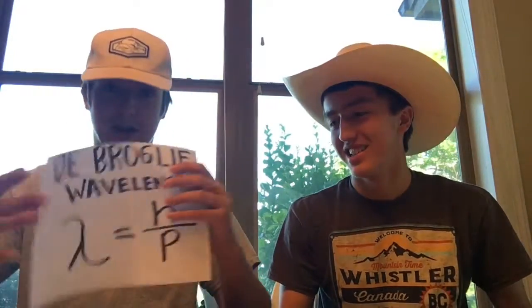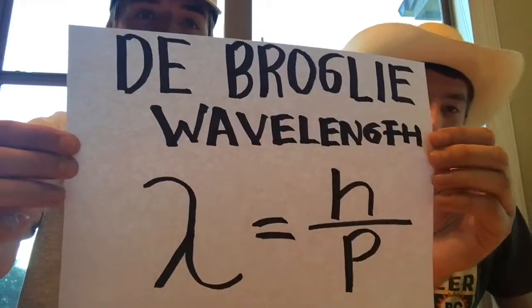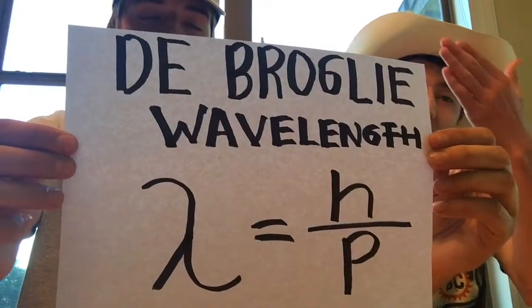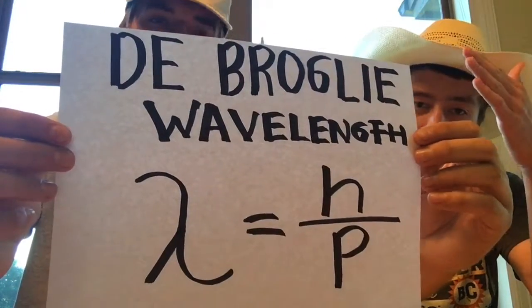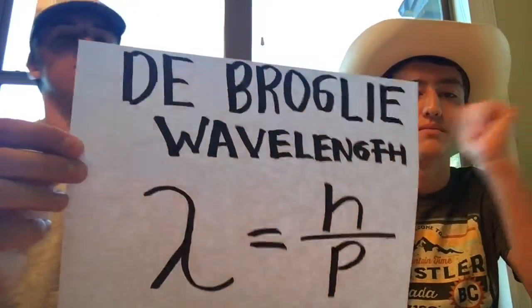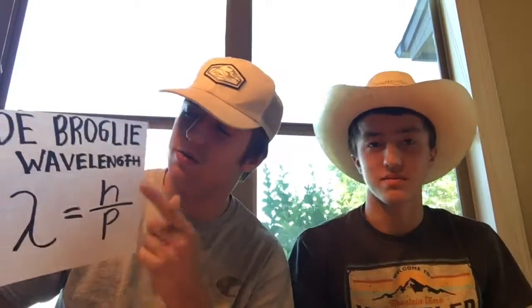Number 2. How do you pronounce this? De Broglie wavelength. Here we go. We got wavelength equals h, you already know Planck's constant, 6.626 times 10 to the negative 34th, over p, momentum. This is the de Broglie wavelength. Now we're done with this, on to the next one.